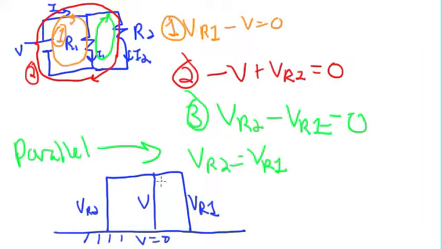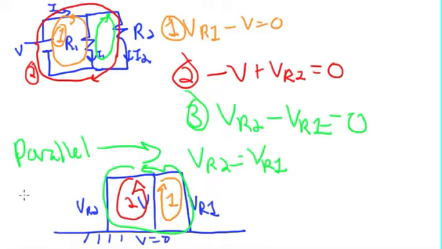So this is loop 2. This is loop 1. And then our loop 3 is like that. All right.